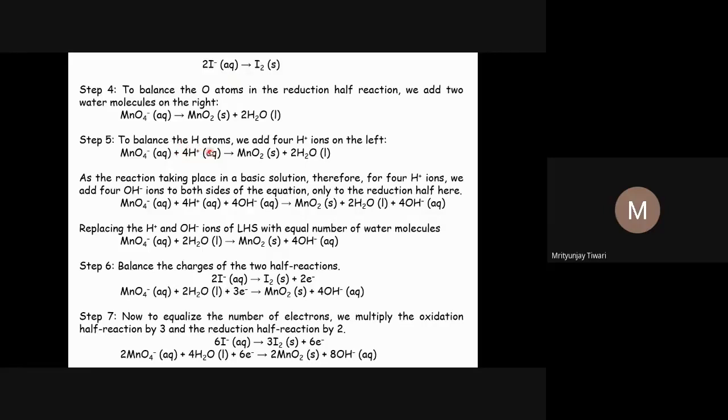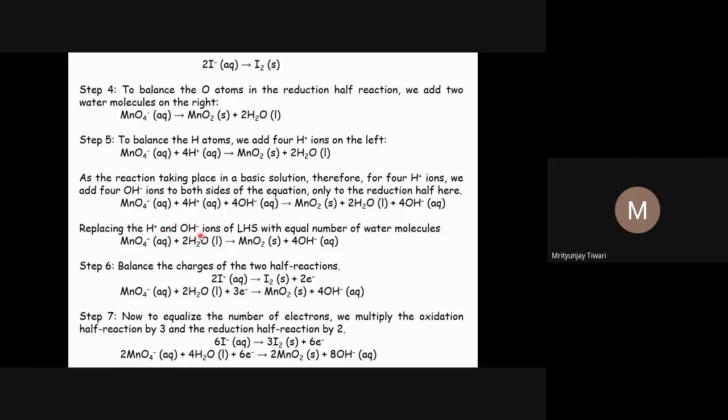So 4H+ ions are there on the left hand side, so we add 4OH- ions to both sides of the equation, 4OH- ions here as well, and 4OH- ions here as well. But in the first half reaction we don't need to make any changes, because again there are no H+ ions in this first half. So this will be carried out to here in the same form.